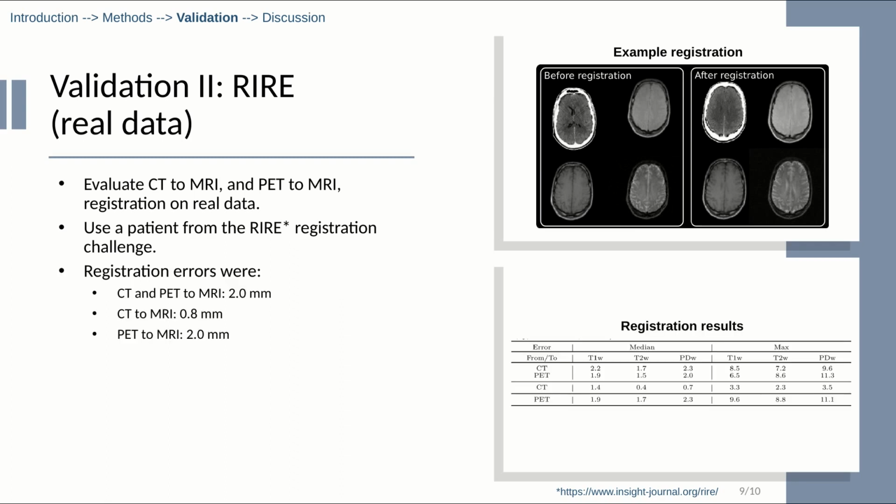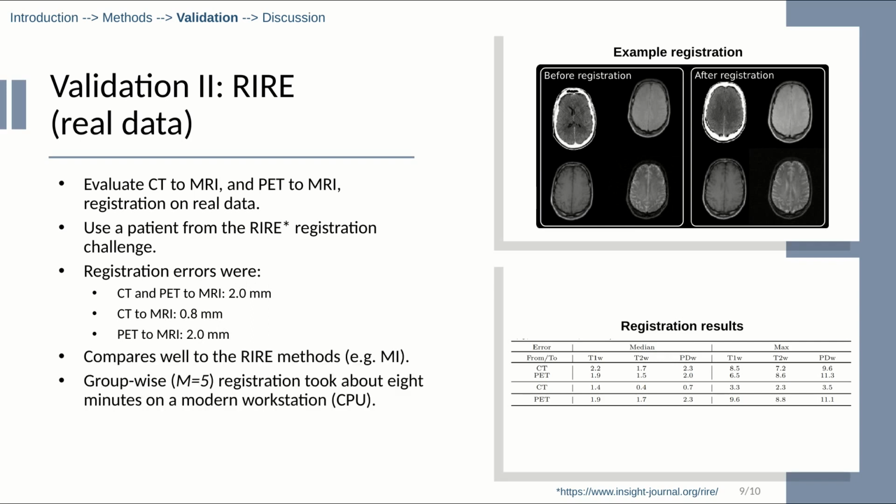We registered these images using our normalized joint total variation cost. We did 3 types of groupwise registrations. We did a CT and PET to MRI, so that is in total 5 images: the CT, the PET, the T1, T2, and PD weighted MRIs, where we got around 2 millimeter error. We used only the CT and MRI, where we achieved a sub-millimetric error, and we did PET to MRI, where the error was around 2 millimeters.